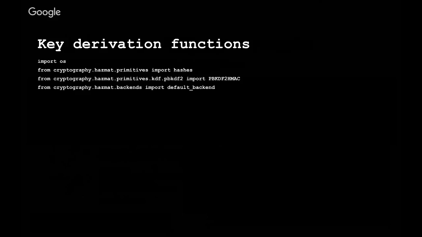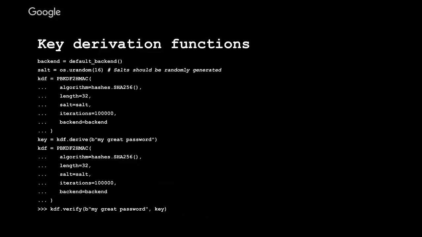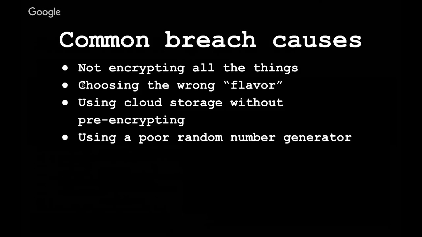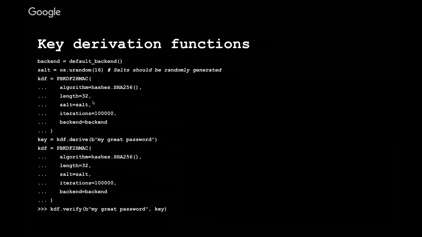Cool, and this is how that looks in the cryptography library. So you import hashes, and then you import this, and I'm going to show you a little bit about how it works. I'm not going to run it, but essentially you're passing in the particular kind of algorithm you want to use, the length, and how many iterations you want to do. And then let's say you pass in my password, and it'll give you some output.